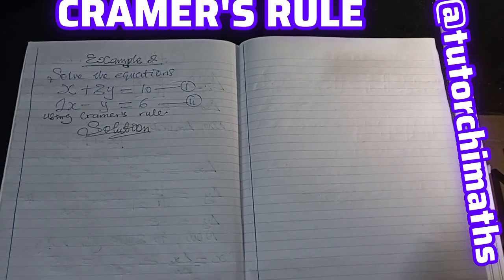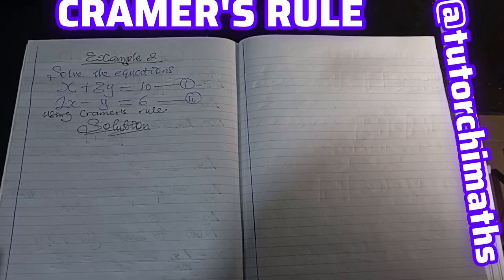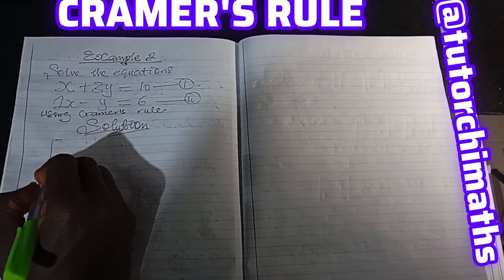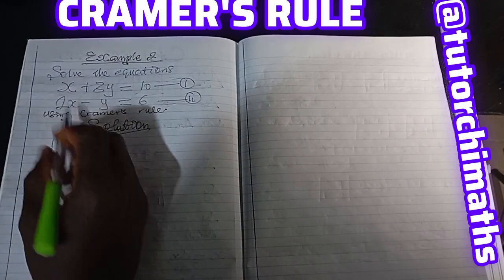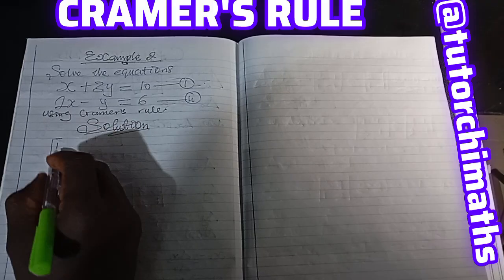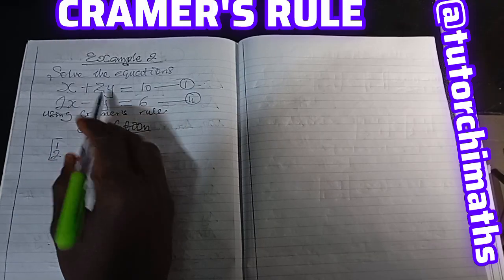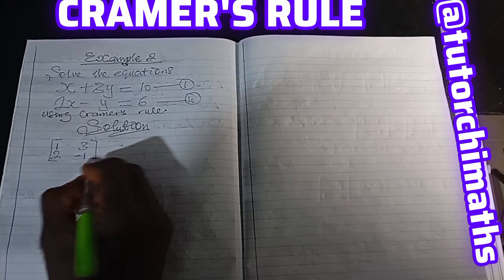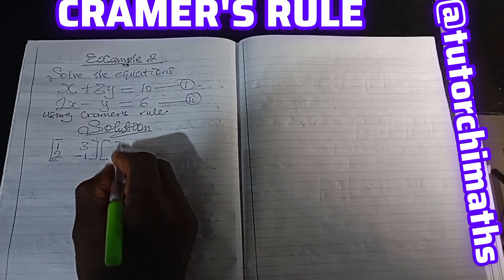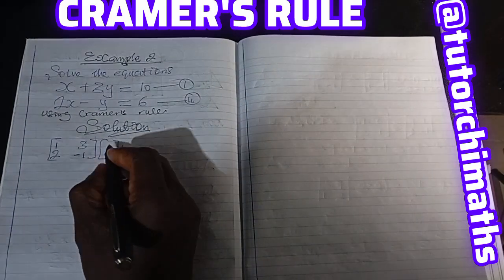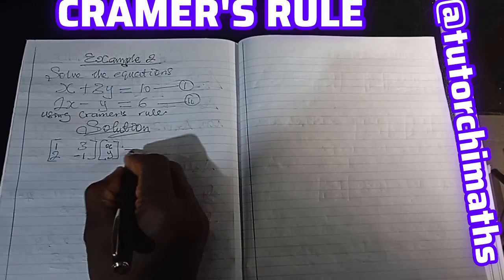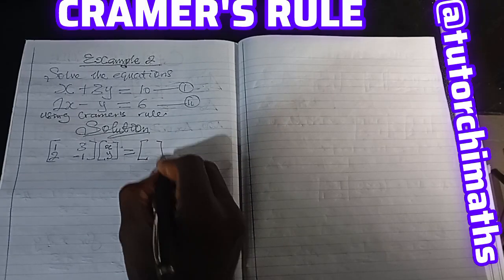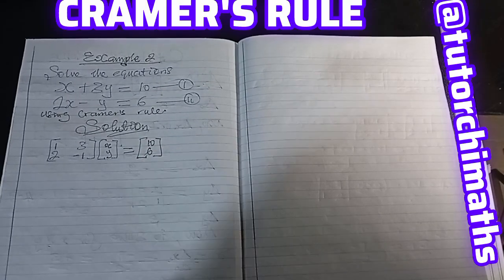First, let's form the matrix. We have augmented matrix will be, the coefficient of x here is 1. Coefficient of x here is 2. Coefficient of y here is 3. Coefficient of y here is minus 1. Then multiply it with the variables x and y, which is equal to the constants 10 and positive 6.